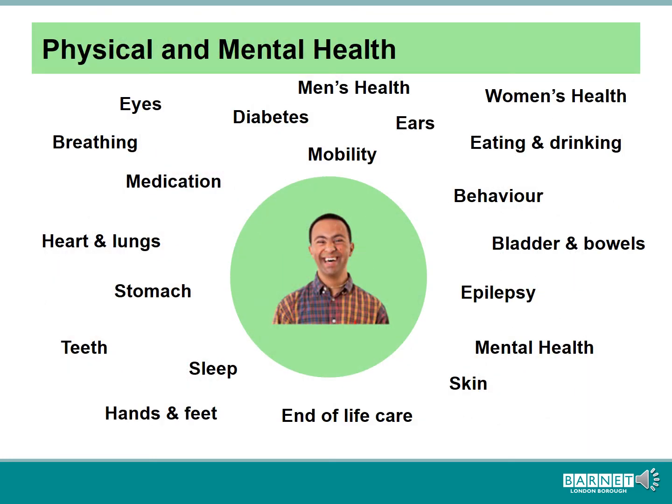For the physical and mental health section, for everything mentioned on this page, there is a page specifically for that. So there's diabetes, eating and drinking, behavior, epilepsy, sleep, teeth. It's really important that we covered all the main areas that would affect this client group. So I've put some examples that will be good for you to see.